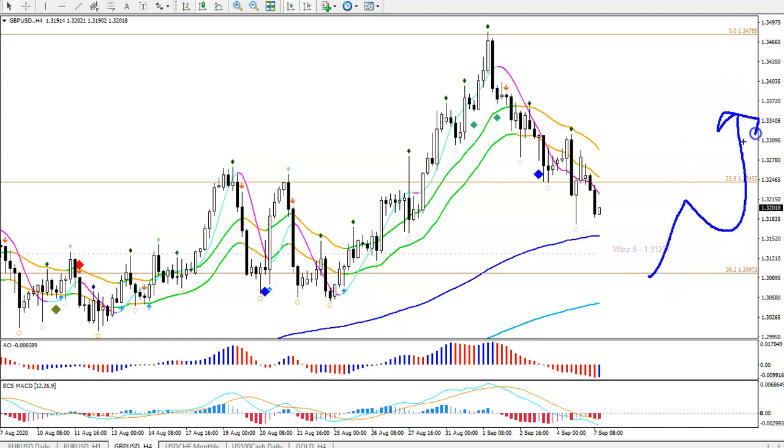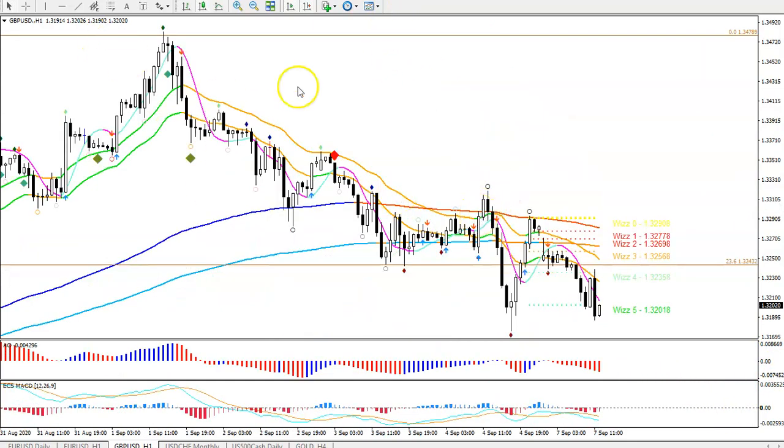Also an ABC pattern expected. If there is an ABC, that would fit within the expected ABC like this, just like with the euro dollar. Pretty much the same, in fact, from that point of view. Hourly chart.